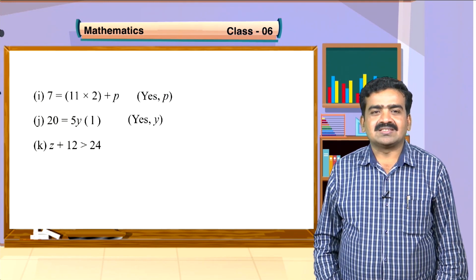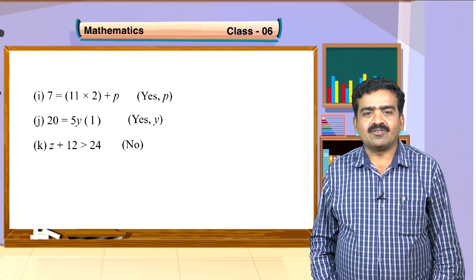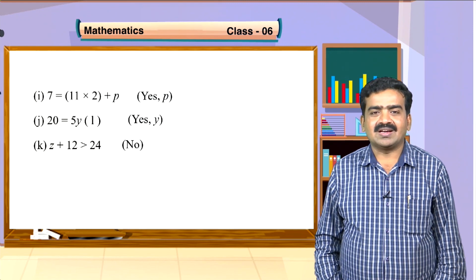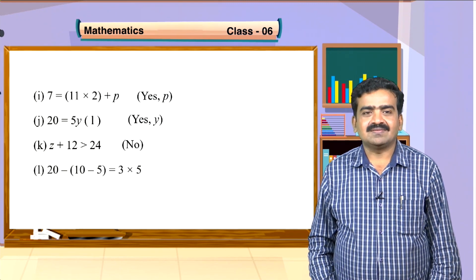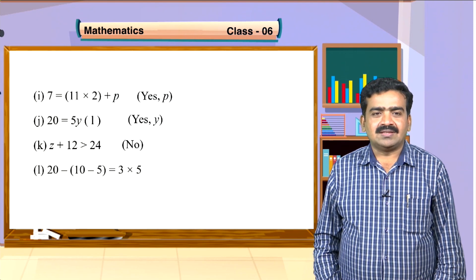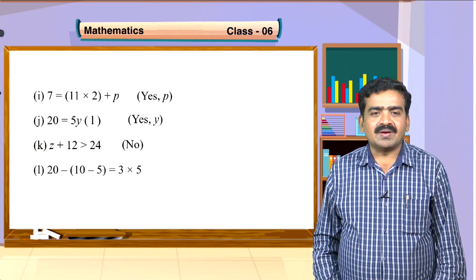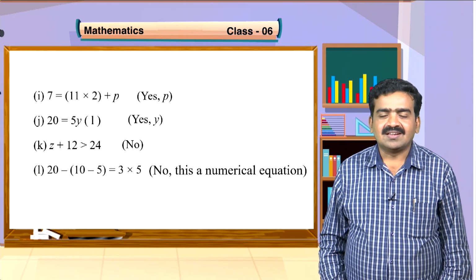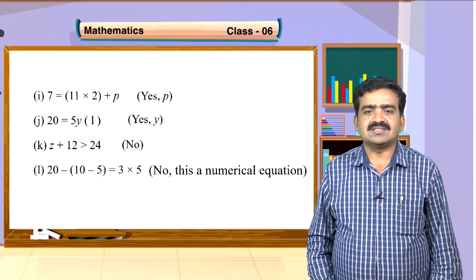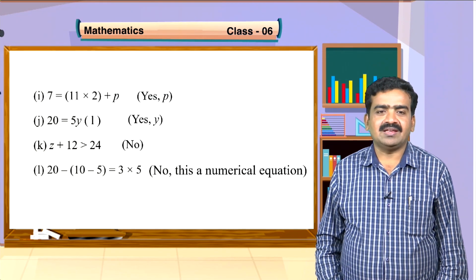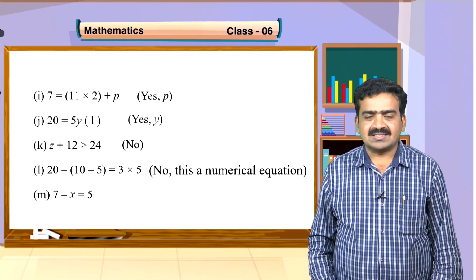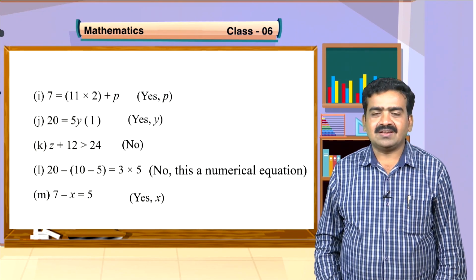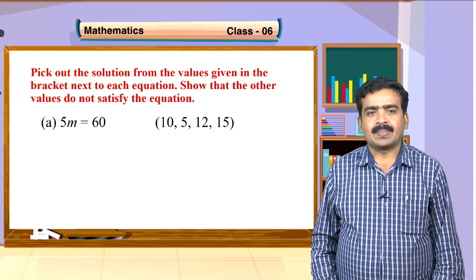z plus 12 greater than 24, it is not an equation because there is no equal sign. 20 minus 10 minus 5 is equal to 3 into 5. It is not an algebraic equation, simply it is a numerical equation. 7 minus x is equal to 5. Definitely it is an equation with variable x.